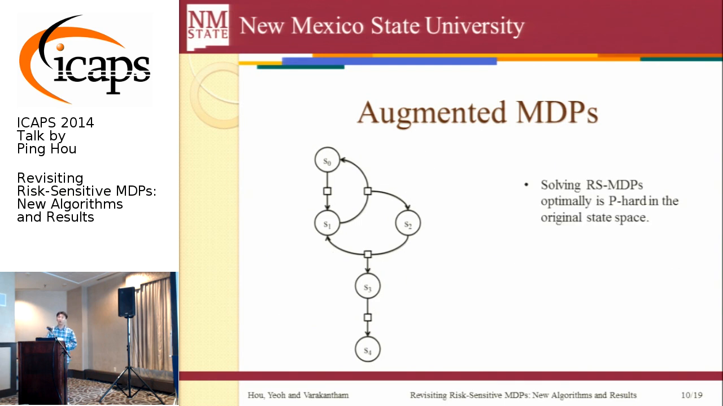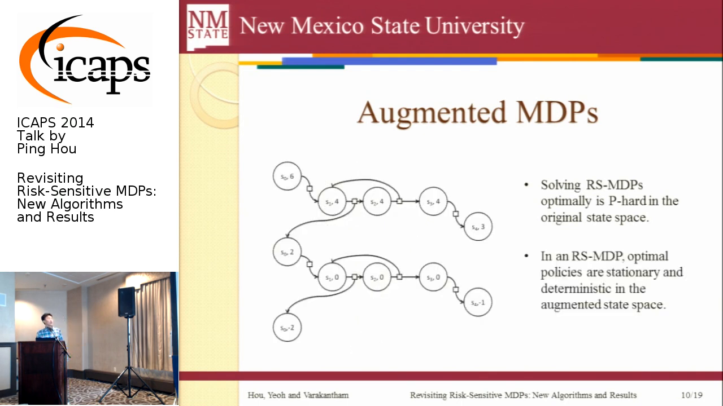There are 2 important properties about risk-sensitive MDP. The first one is that solving a risk-sensitive MDP is P-hard in the original state space. This is because a circuit value problem can be reduced to this problem. And the second is that for RS-MDP, the optimal policy is stationary and deterministic in the augmented state space, because the agent only needs to know how much resource it still holds. That means the cost threshold already contains all the important information about the history.